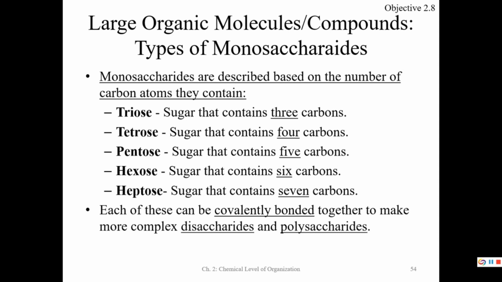We have triose, tetrose, pentose, hexose, and heptose. Tri means 3, so it has 3 carbons. Tetra means 4 carbons. Penta means 5 carbons. Hexa means 6 carbons. And hepta means 7 carbons. So we have between 3 to 7 carbons. We can put them together to make a disaccharide, or put more of them together and make a polysaccharide. We can covalently bond them together.